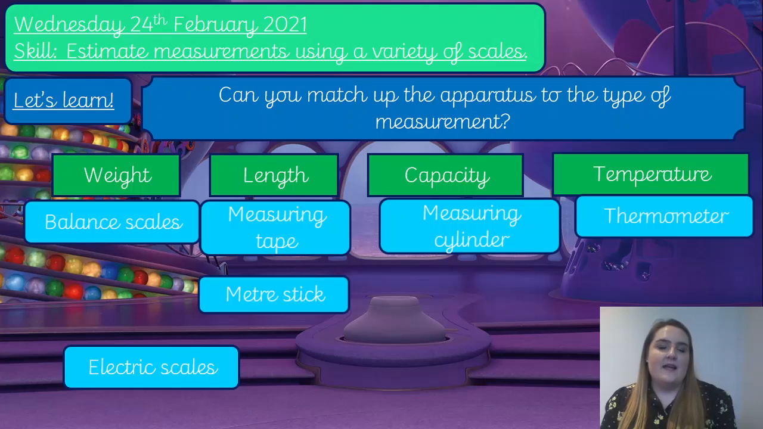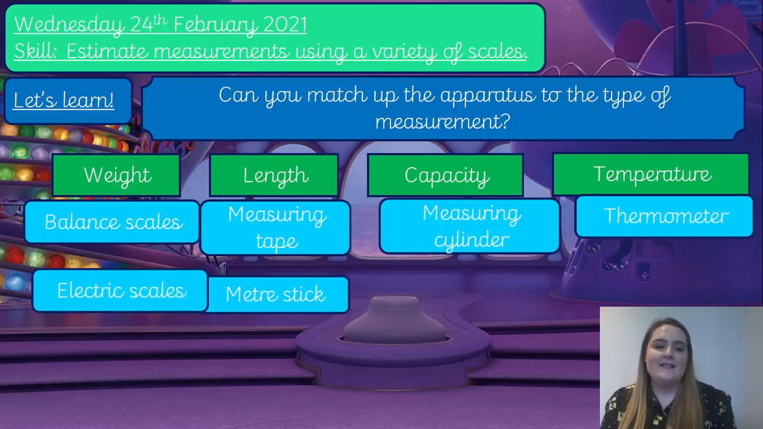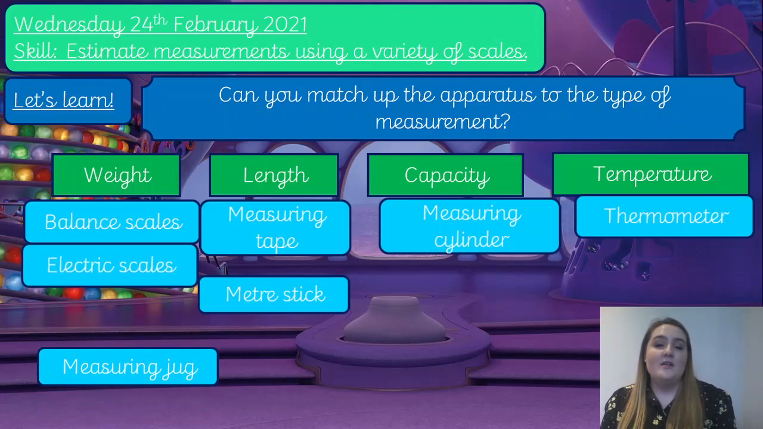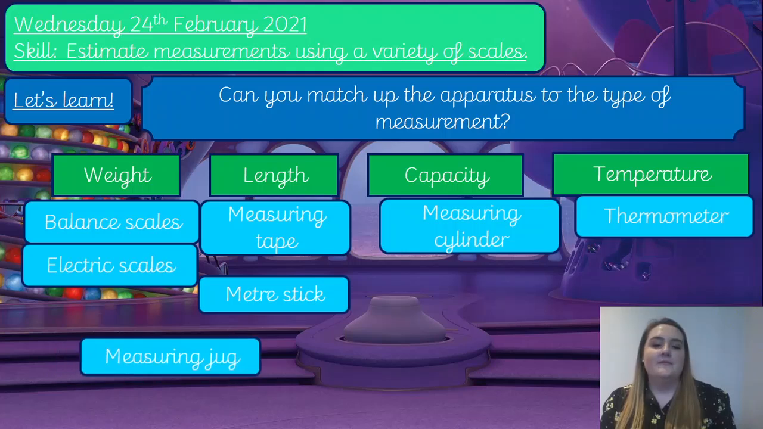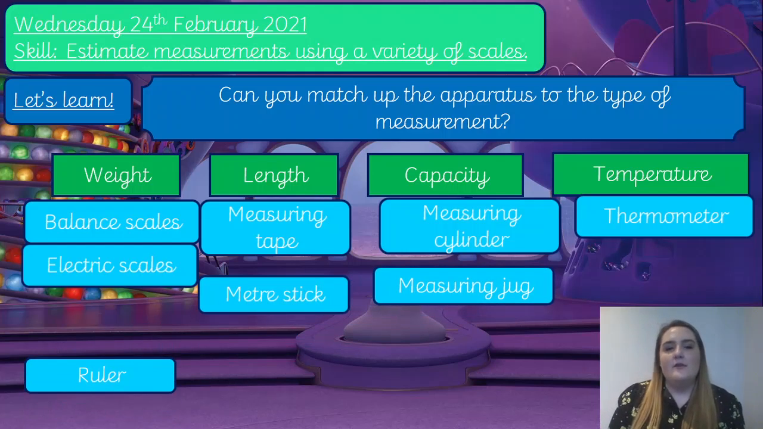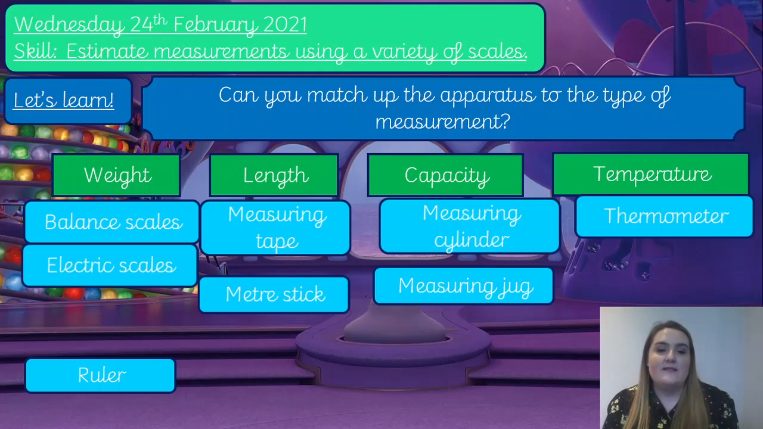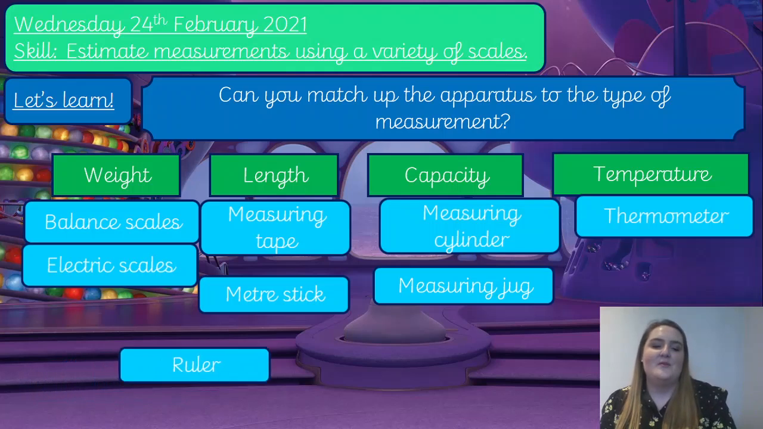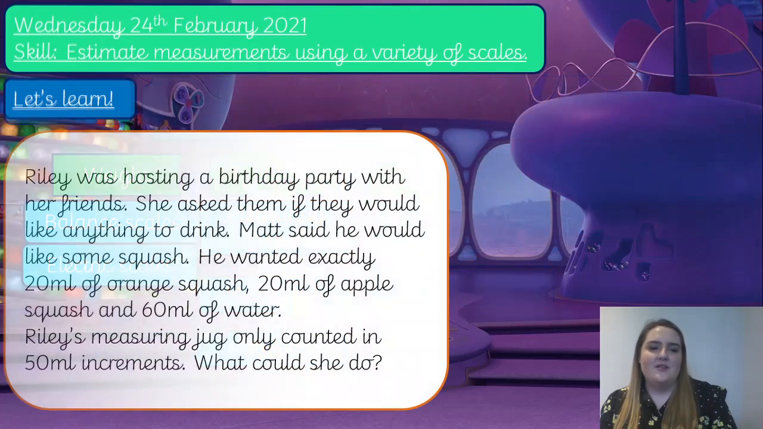Electric scales now then, what do we use them for? Well done, weight. And a measuring jug, what might we use that for? Weight, length, capacity or temperature? Well done, capacity. And last but not least then, a ruler. I know we use a ruler all the time to underline, but what do we use that to measure in Year 2? Is it weight, length, capacity or temperature? Excellent, well done, it's length. Good work, Year 2. Good matching.